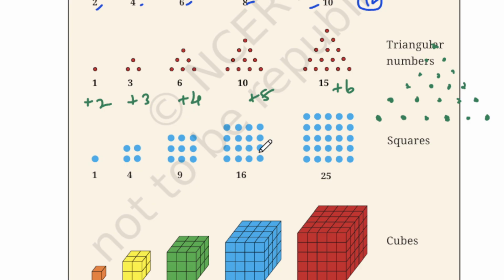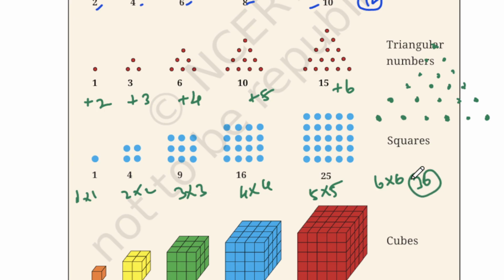The next is square, and what pattern are we following for square? It's 1 into 1, 2 into 2, 3 into 3, 4 into 4, 5 into 5. The next would be 6 into 6. So 6 sixes are 36. So already 25 is there. You need to make a square here.